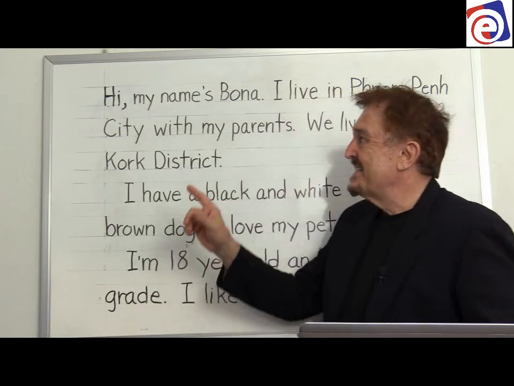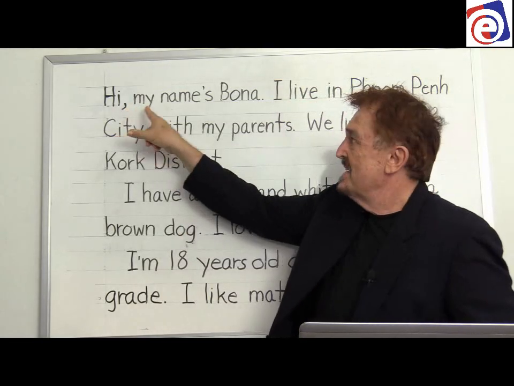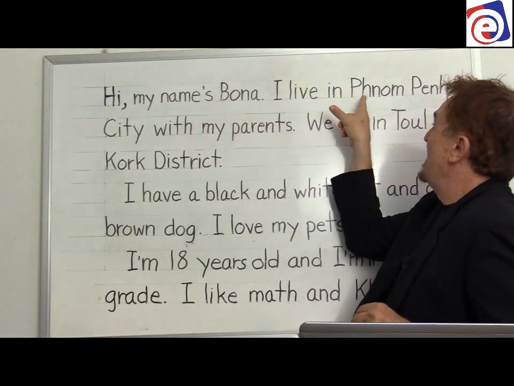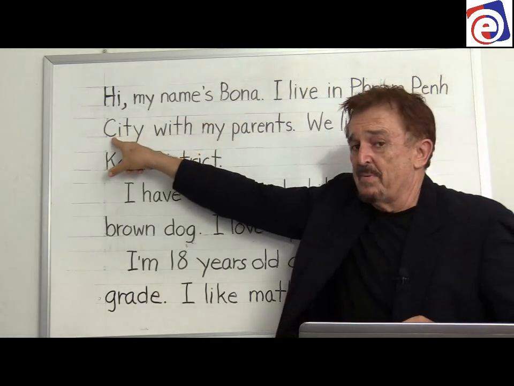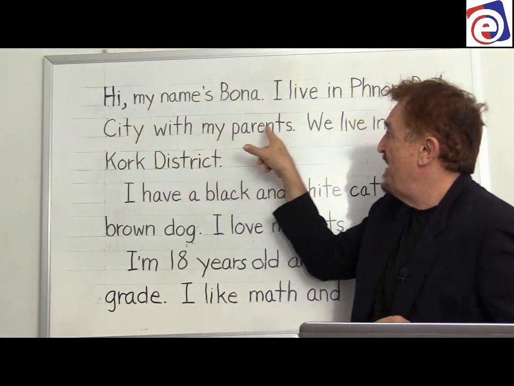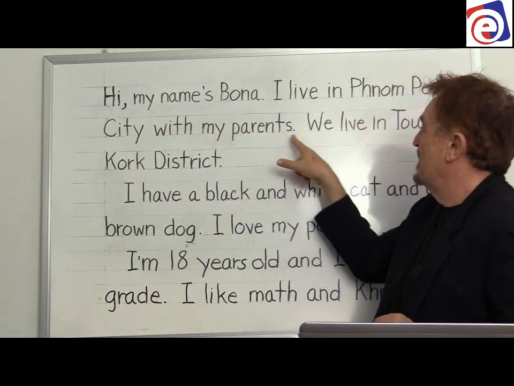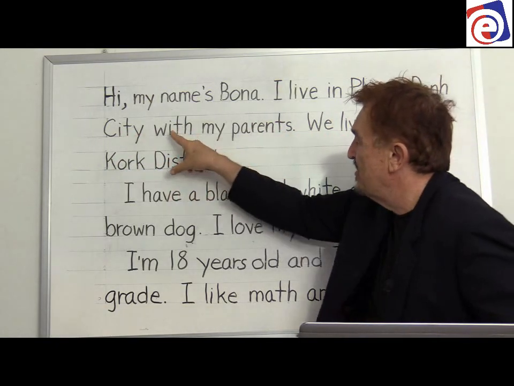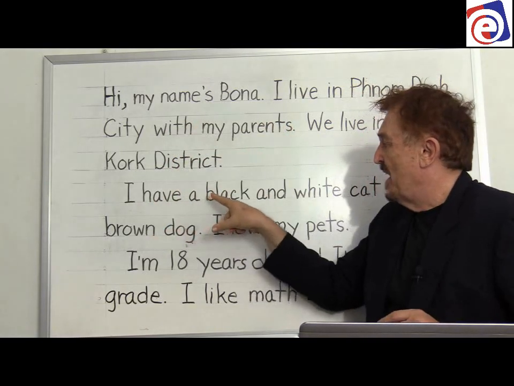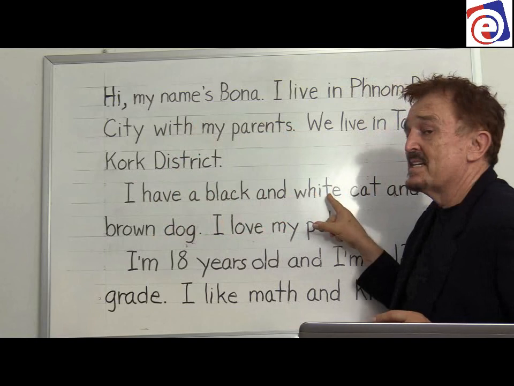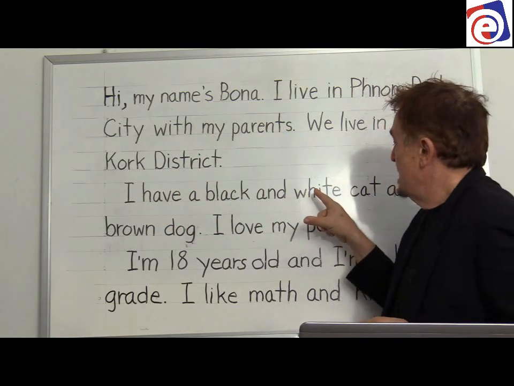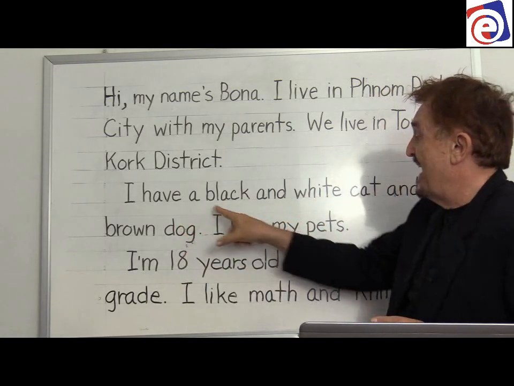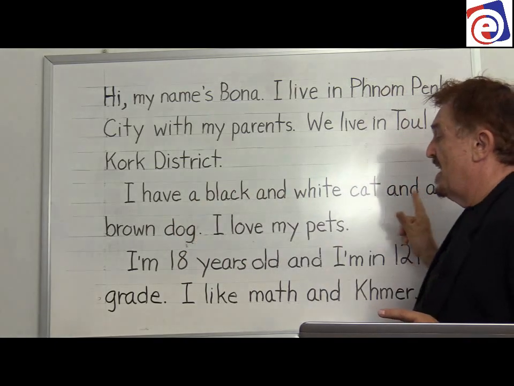And so, look at this again. Hi, comma, my name's, apostrophe, Mona, 2 spaces. I live in Phnom Penh City, proper noun, capital letters, with my parents, period, close to the last letter. We live in Tuol Kork district. Okay, and so all of the small letters are the same size. I have a black cat and a white cat, a black and white cat, and a brown dog. Don't forget the articles, a black and white, a brown dog.